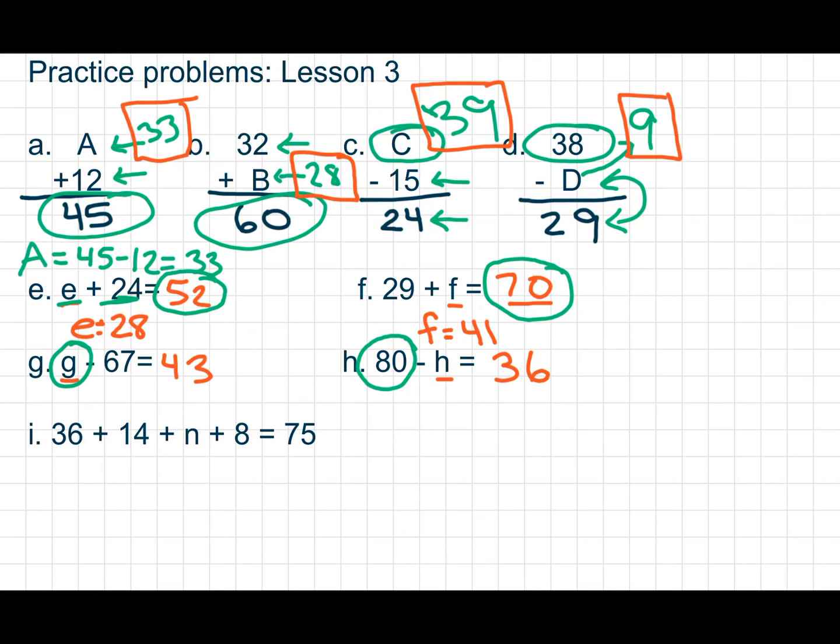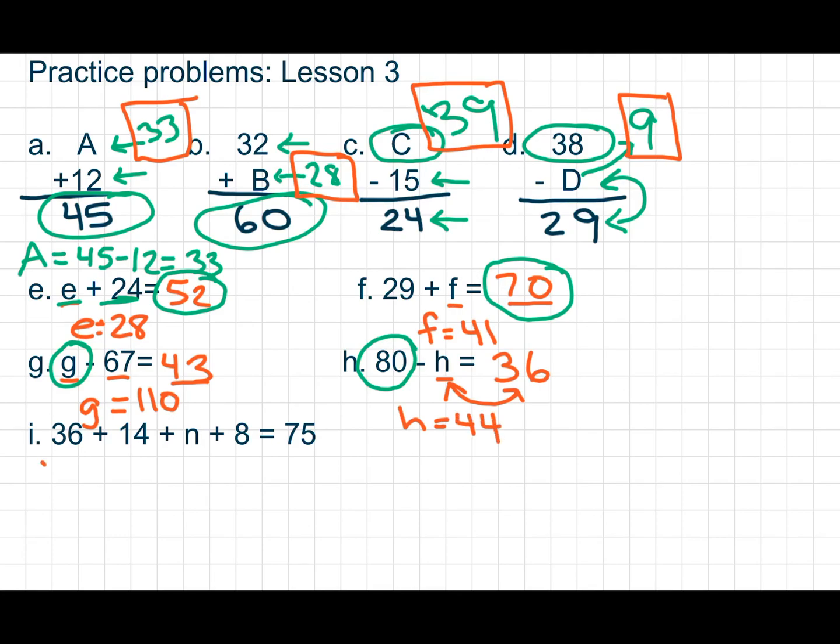In this one, these are easy, right? Because G is the whole, and these are the parts. So we add the parts to get the whole, and we find that G equals 110. Finally, 80 is the whole, H and 36 are the parts. So all we have to do is swap these two numbers, like in a fact family. And we have 80 minus 36 will give us H, and H is 44.